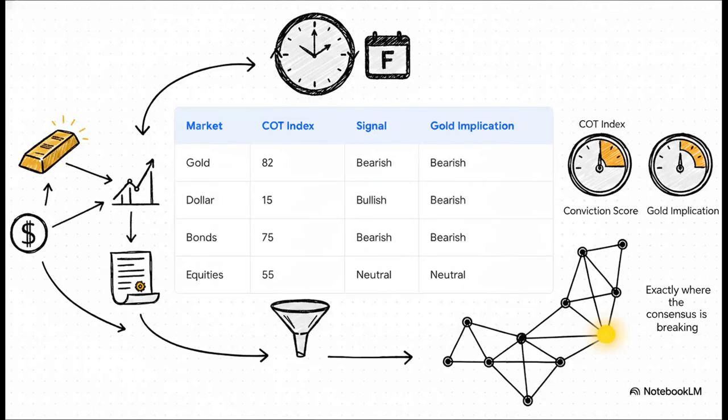And here's how you tie the whole shebang together. Every Friday, without fail, you're going to plug your freshly released data right into this weekly intermarket dashboard. You just log the COT index, the conviction score, and the gold implication across all 4 of our core markets. Honestly, it takes maybe 15 minutes, max. But doing this mathematically maps the entire web for you, showing you exactly where the consensus is holding strong and, more importantly, exactly where it's breaking.